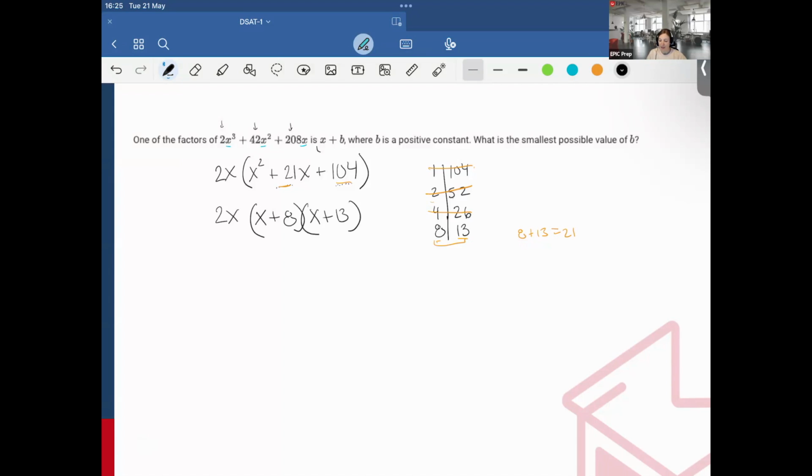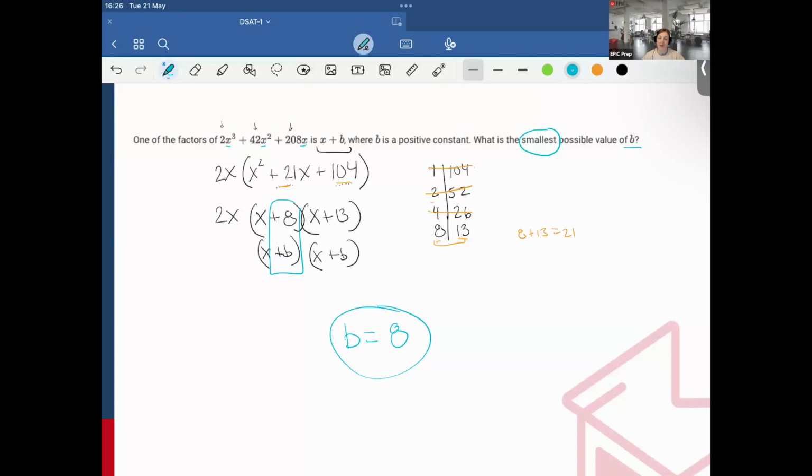And remember it says this is x plus b, so this could be x plus b. Always go back, read the question. It says, what is the smallest possible value of b? Well, that would be 8. And therefore, that's the answer. Okay, so that was an easier one.